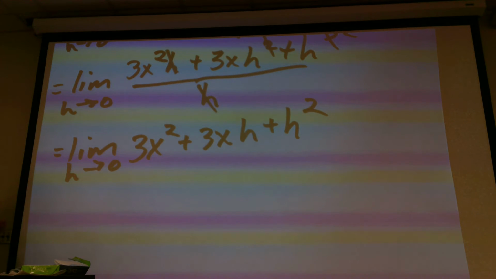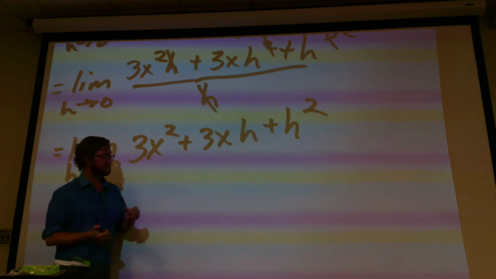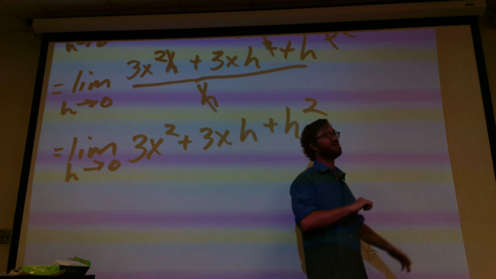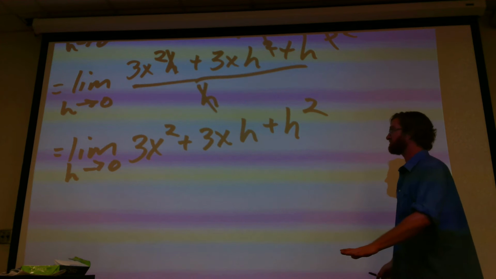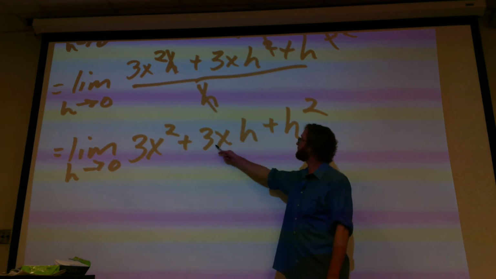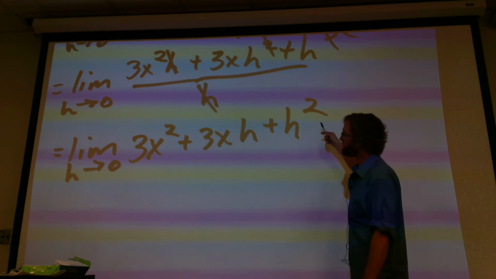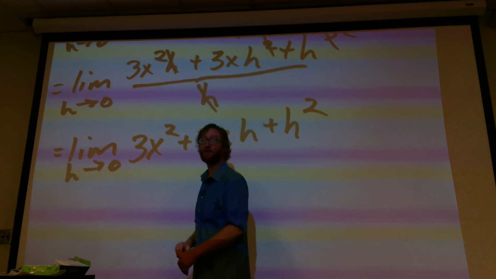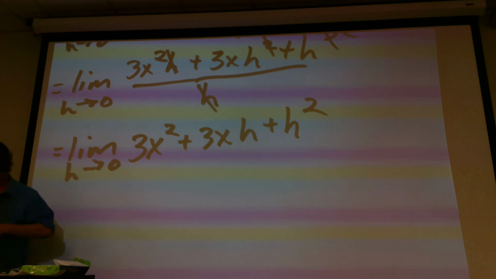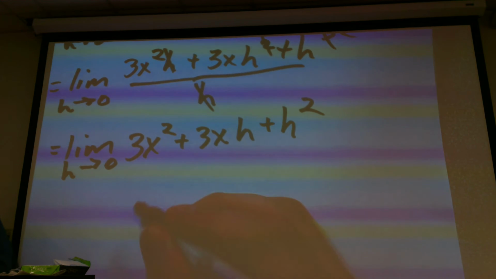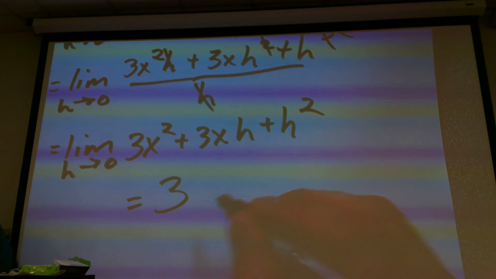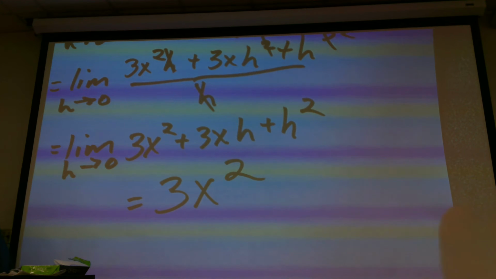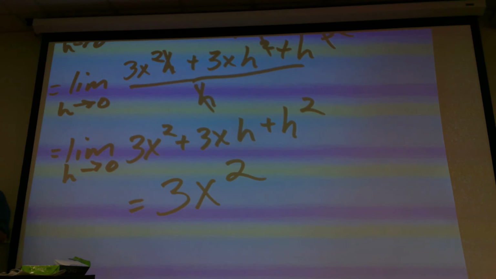Well, we managed to eliminate the h on the bottom of the problem. So at this point, we can just say, let everything with an h on it go to 0. So this guy is going to go to 0. This guy's going to go to 0. And the only thing that's going to be left is that term right there. So the derivative of x cubed equals 3x squared.